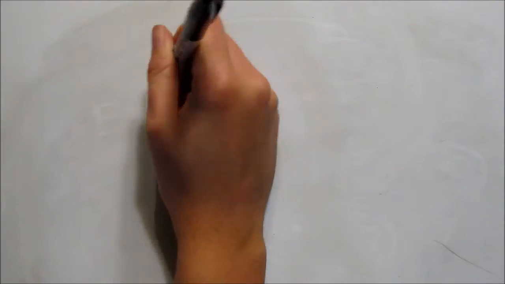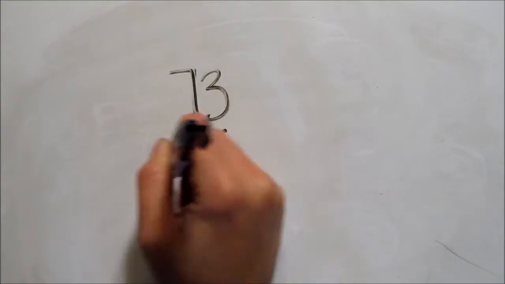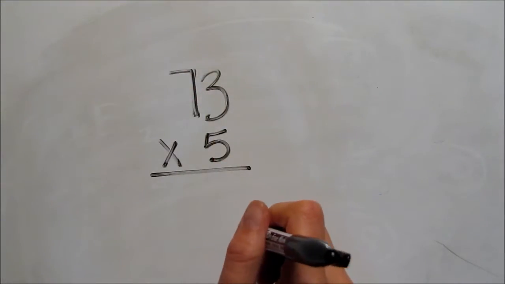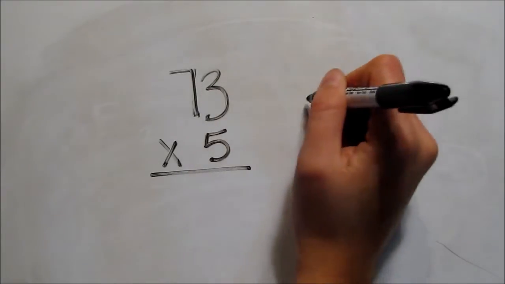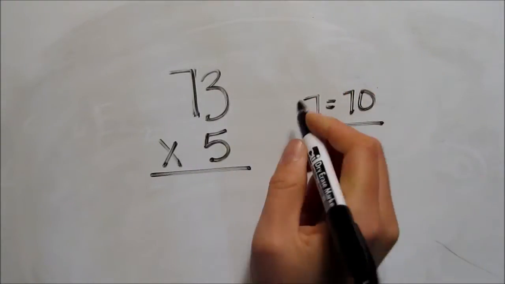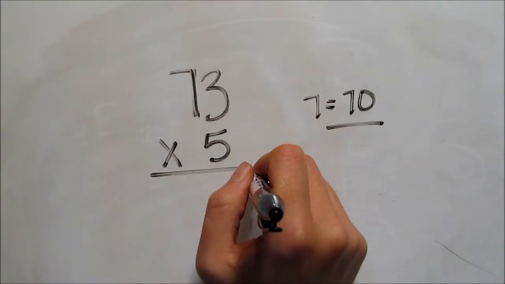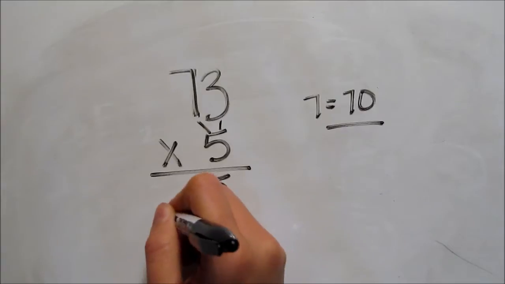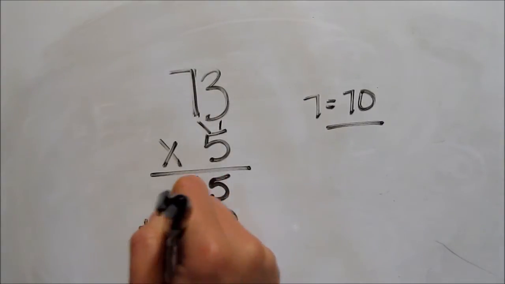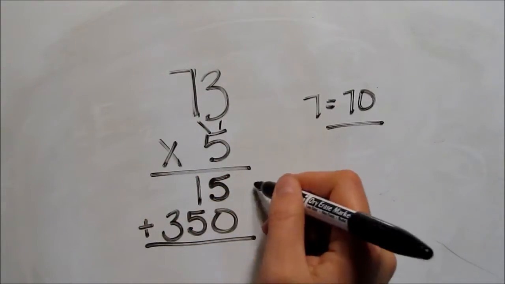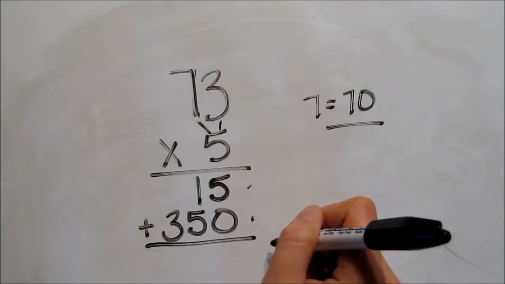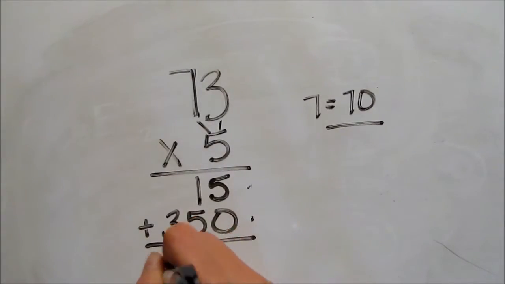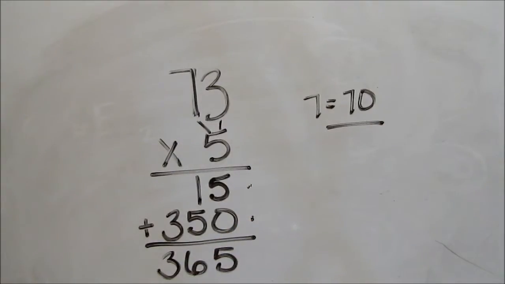The next step is the expanded algorithm. So let's try that for 73 times 5. For the expanded algorithm, we'll stack the numbers. The order you multiply in doesn't matter for this problem, as long as you remember that that 7 is not worth 7, it's worth 70 when you multiply. So we can start with 3 times 5 or 70 times 5. 3 times 5 is 15, 70 times 5 is 350. Notice that we're keeping both answers separate, just like in our array. Once we've multiplied both digits, we can add them together, just like we added the arrays together. And we'll get an answer of 365.